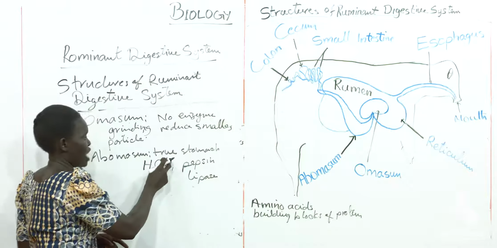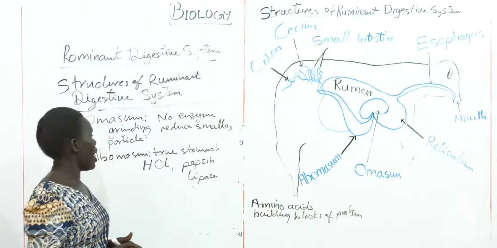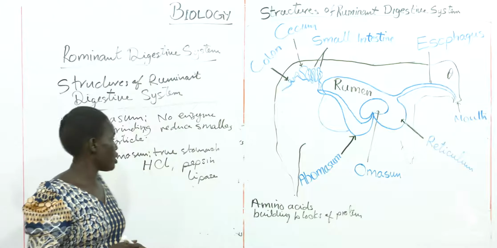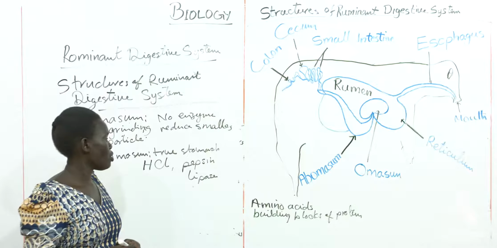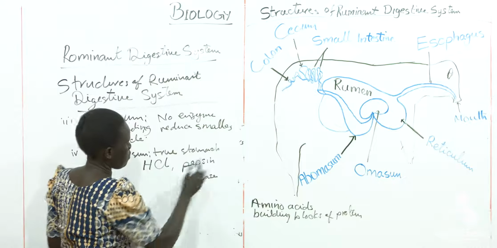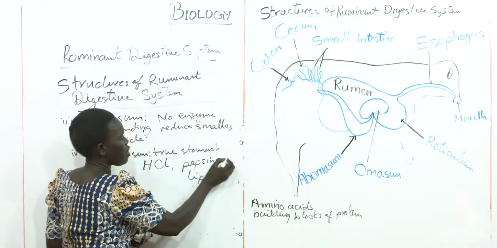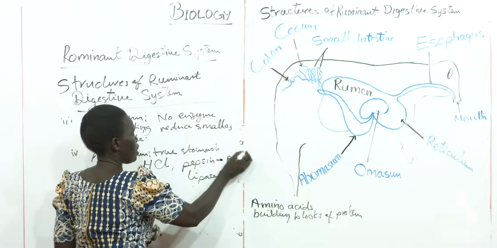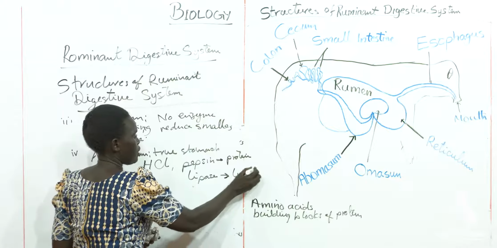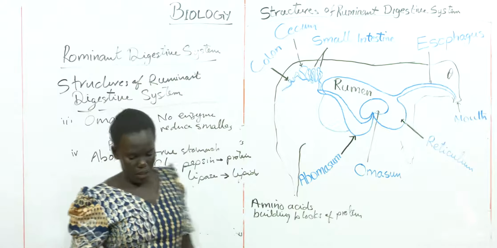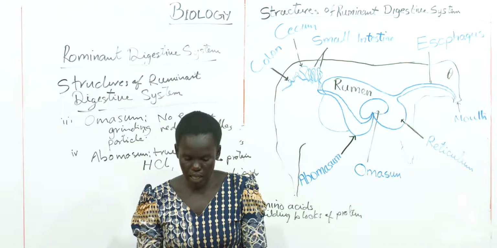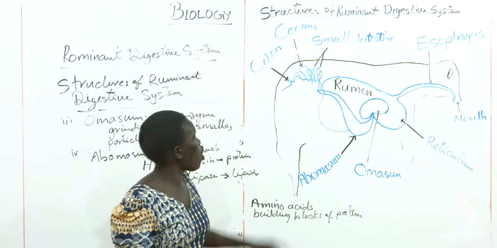We know this hydrochloric acid is to kill the microbes to prevent them from entering into the body. The pepsin is to, not pepsin, the amylase. This pepsin is to break down the protein. Lipase to break down the lipids. Pepsin and renin are all found in this part. Then from there we come to the small intestine.